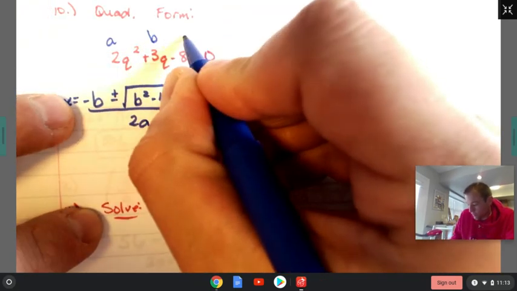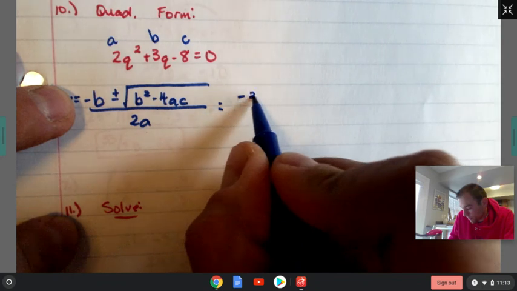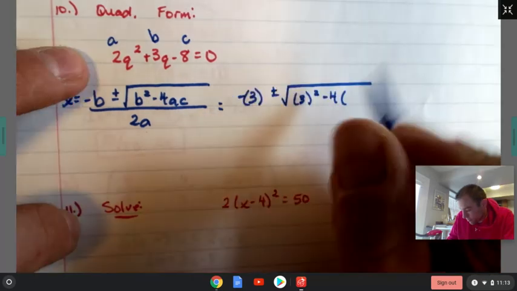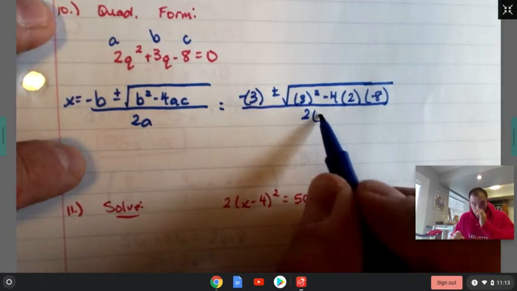So I have a, b, c. We're just going to plug them all in. So negative b would be negative 3 plus or minus square root. B is 3 squared minus 4 times A is 2. C is negative 8. All over 2 times A, which is 2.